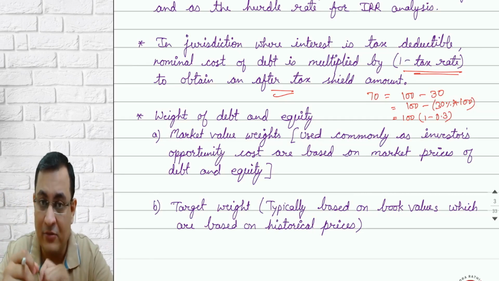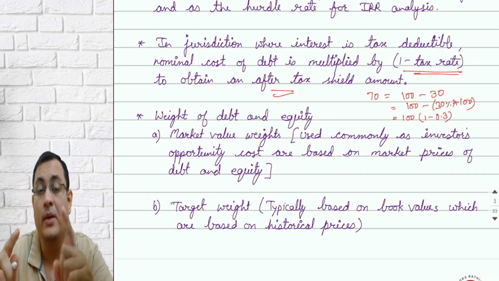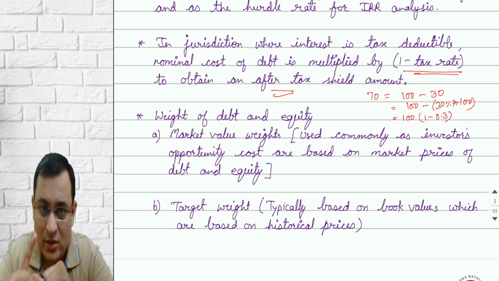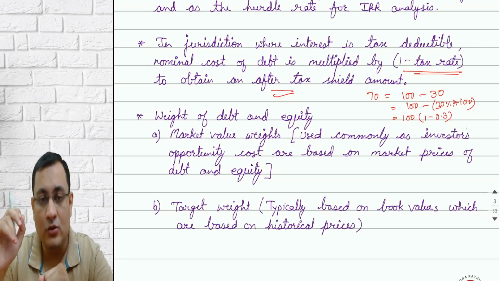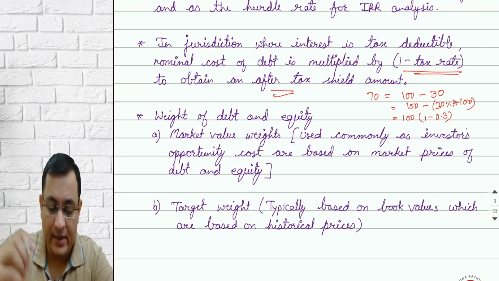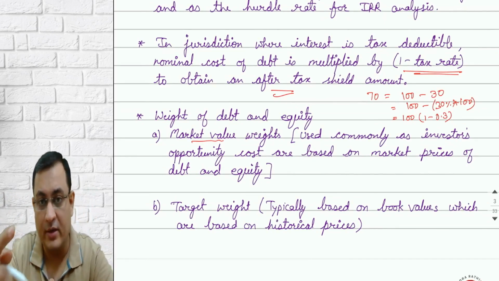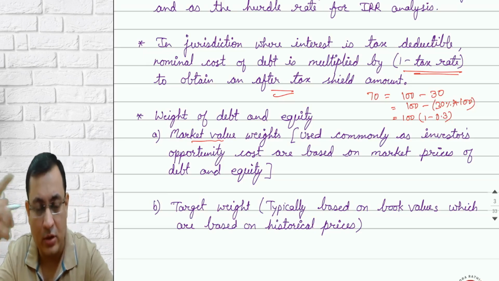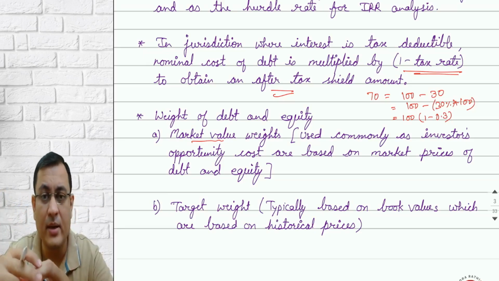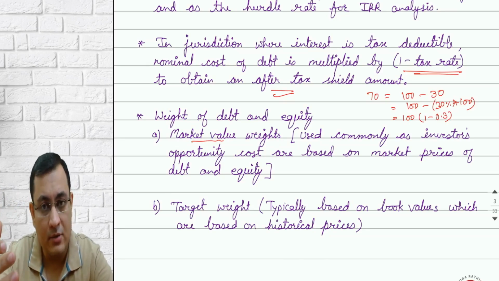If I'm expecting 15% on my market value, then market value should be the better choice for calculation of weights for WACC. So the first way to calculate weights for debt and equity is market value weights, because the opportunity cost, whether it's from the YTM format for cost of debt or from CAPM for cost of equity, is coming using the market value as base. So that should be used as the base for calculation of weights for the WACC.